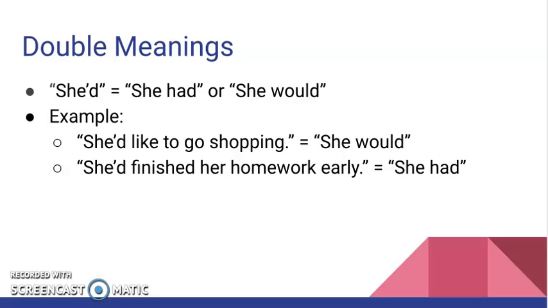Some contractions have double meanings. An example of this is the contraction she'd, which can translate to she had or she would depending on the context. In the sentence, she'd like to go shopping, she'd translates to she would. In the sentence, she'd finished her homework early, she'd translates to she had.